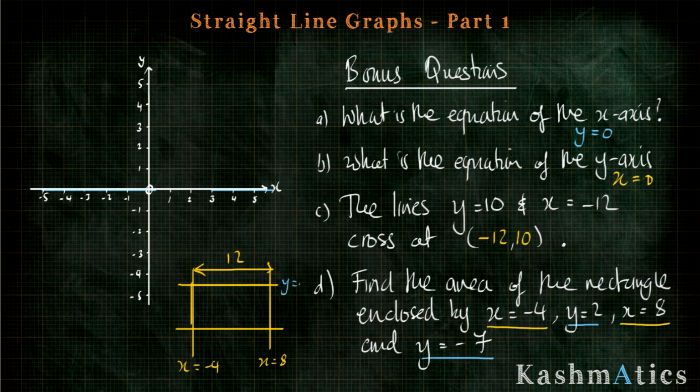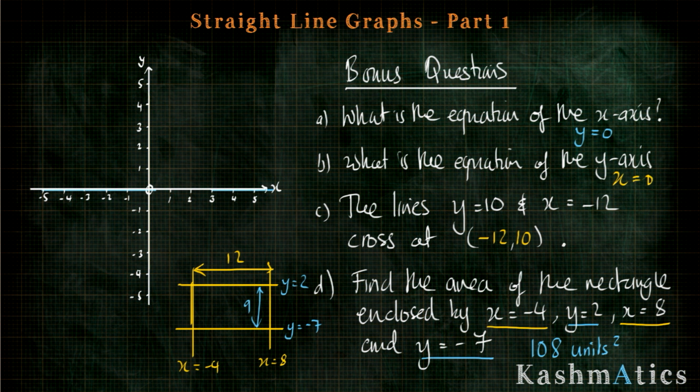That one would be y equals 2, y equals minus 7. And that's got a vertical difference of 9. So the area would simply be 12 multiplied by 9, which is 108 units squared.